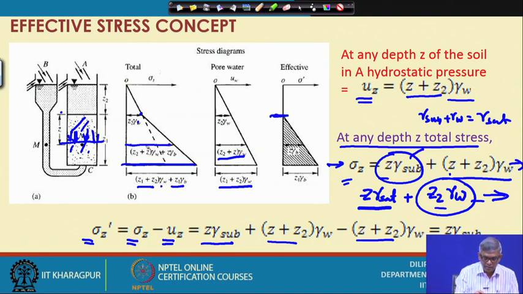And now, this minus this, if you do, it is z into gamma submerged, whatever we have shown here. And if I take at this point, again it will be z 1 into gamma submerged. So, this is the depth. So, that means z into gamma submerged.